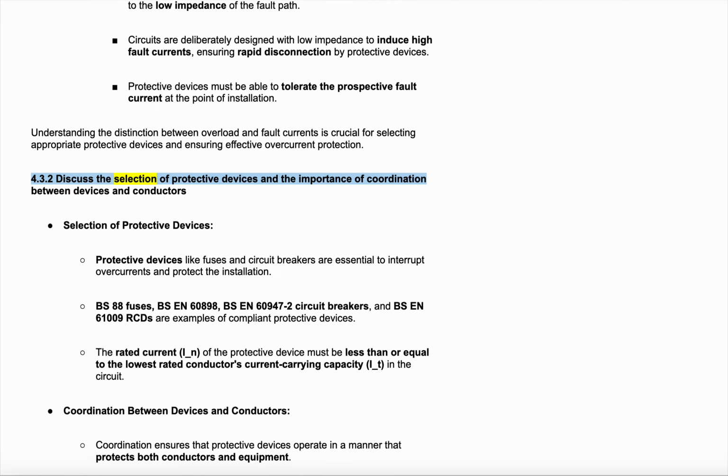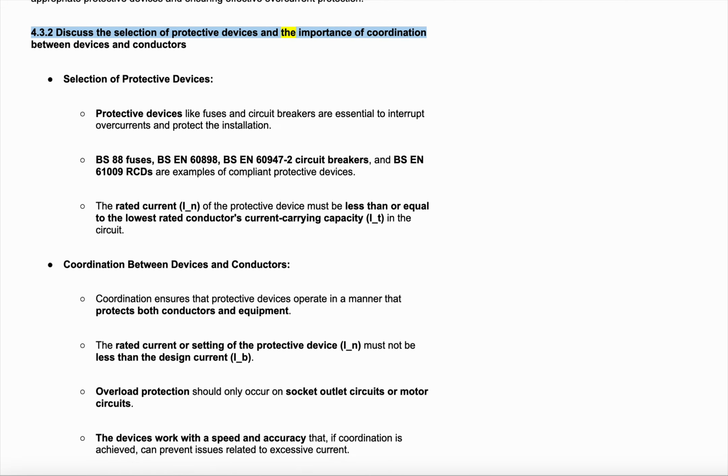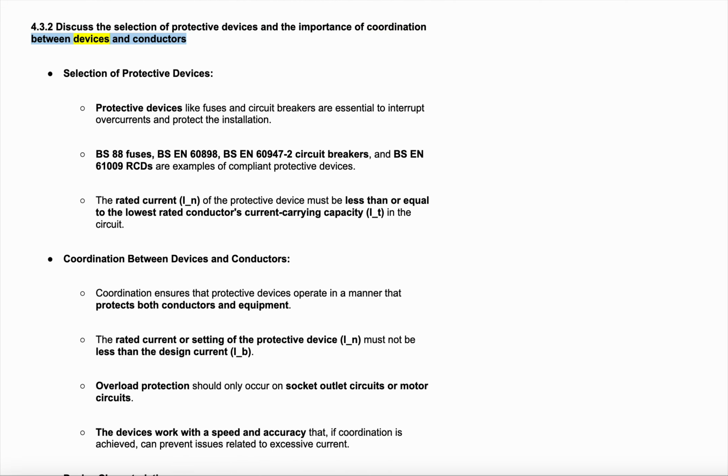4.3.2 discuss the selection of protective devices and the importance of coordination between devices and conductors. Selection of protective devices. Protective devices like fuses and circuit breakers are essential to interrupt overcurrents and protect the installation. BS 88 fuses, BS EN 60898, BS EN 60947-2 circuit breakers, and BS EN 61009 RCDs are examples of compliant protective devices.